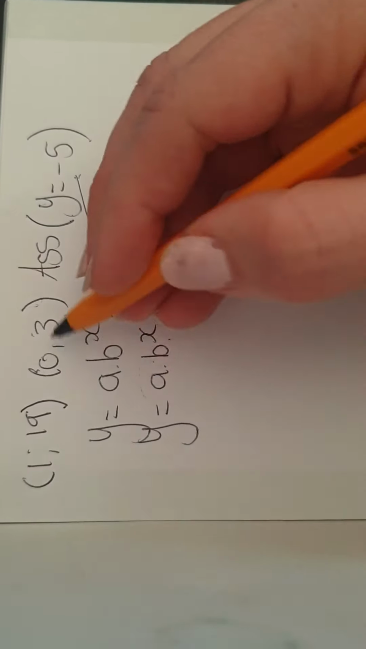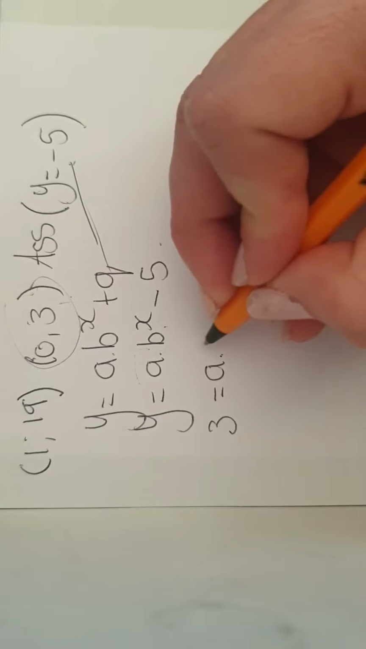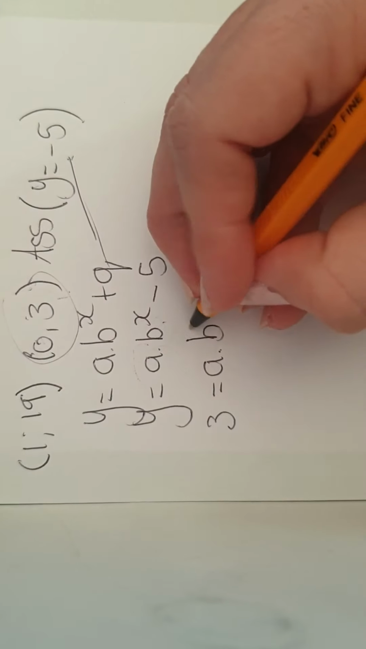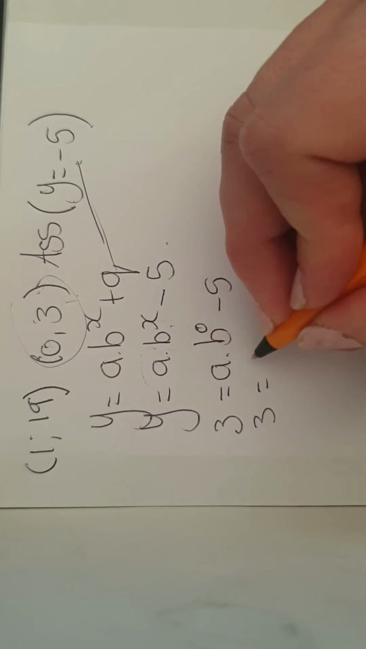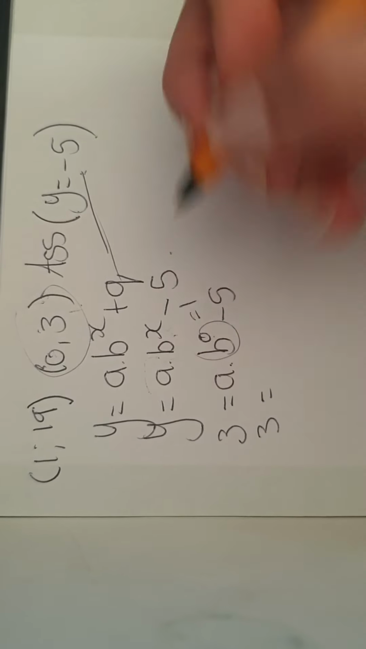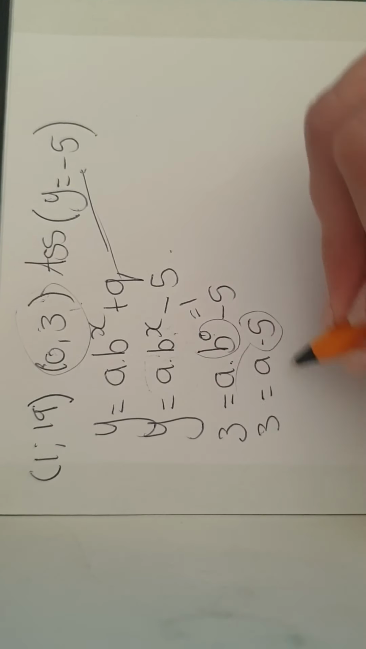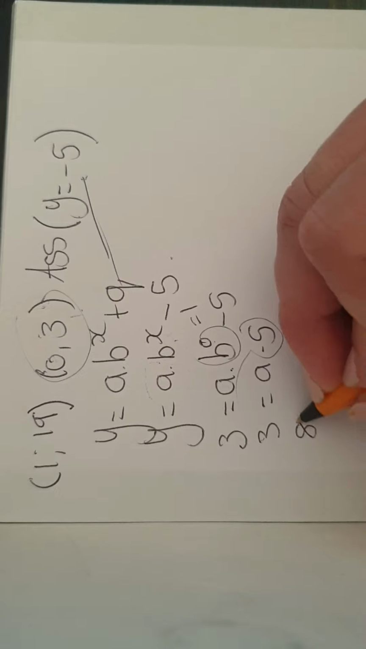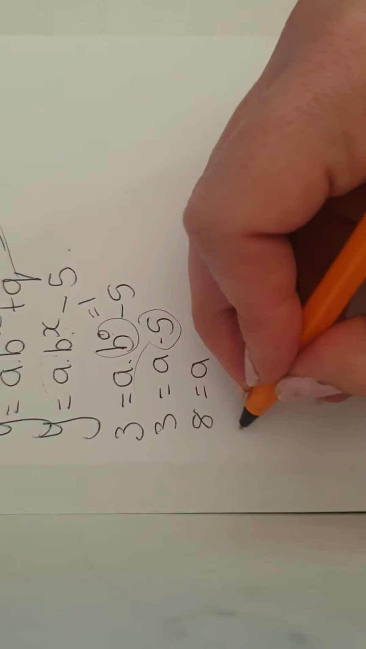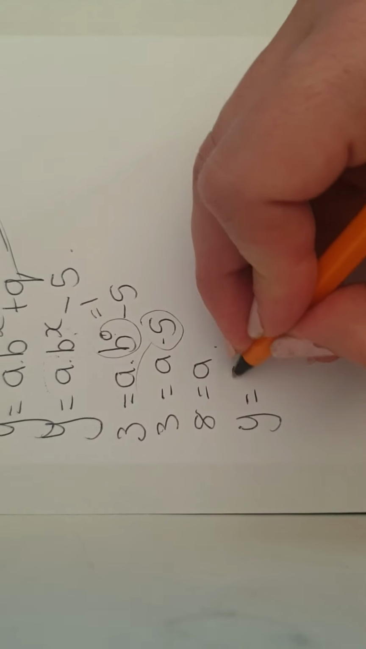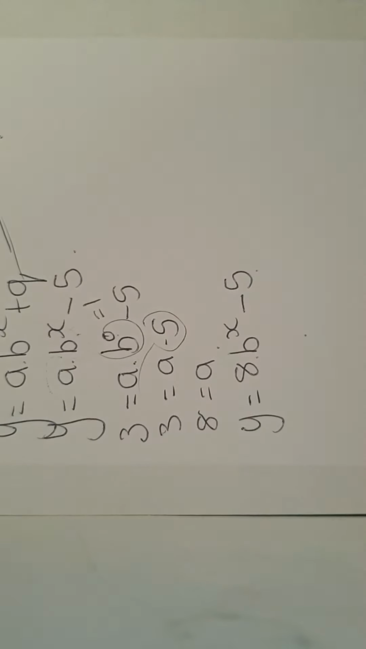So let's do that. We take this point, so y is 3 equals a times b to the power of 0 minus 5. So we are left with 3 equals a times, this is now 1, so 1 times a is a, minus 5. And we take this minus 5 over, it becomes plus 5, and a equals 8. So far we know y equals 8 times b to the power of x minus 5.